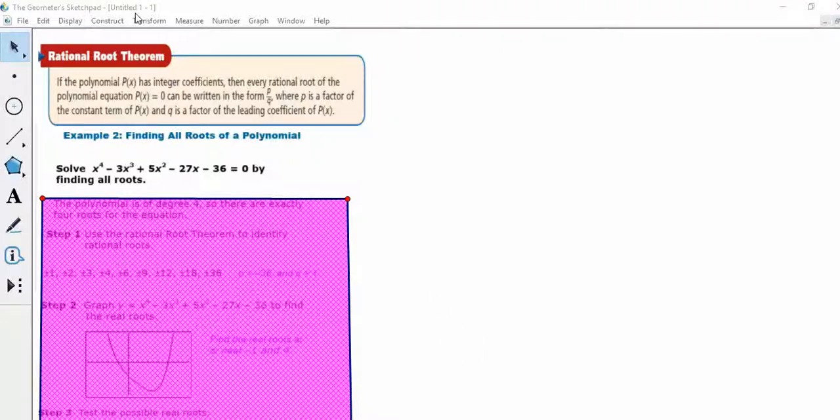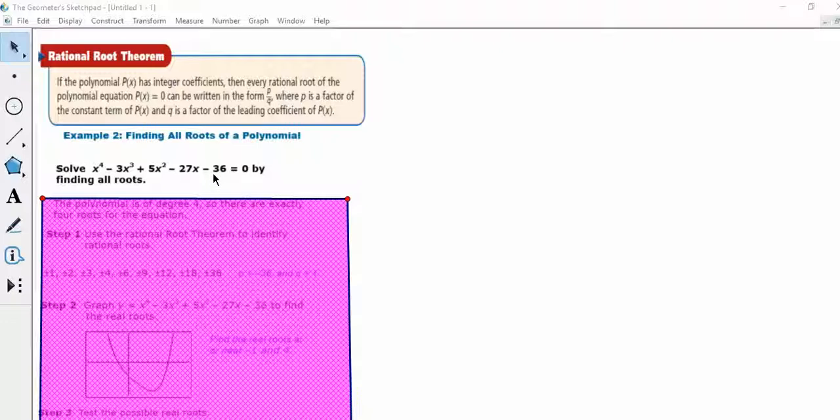So you have to know the rational root theorem, which says that if the polynomial p of x has integer coefficients, those are the numbers in front of the x terms, then every rational root of the polynomial equation can be written in the form p over q, where p is a factor of the constant term and q is a factor of the leading coefficient. So what does that mean? That means here's the constant, -36, and here's the leading coefficient, which is 1.